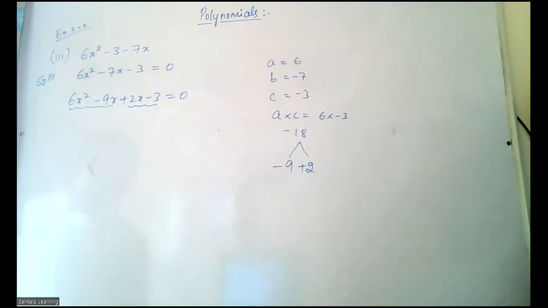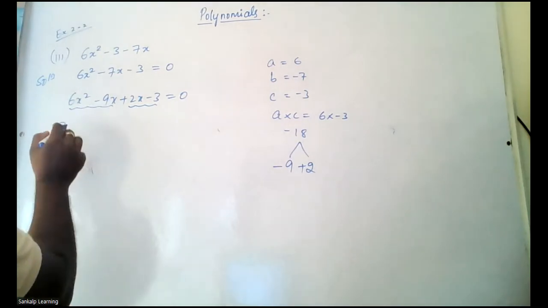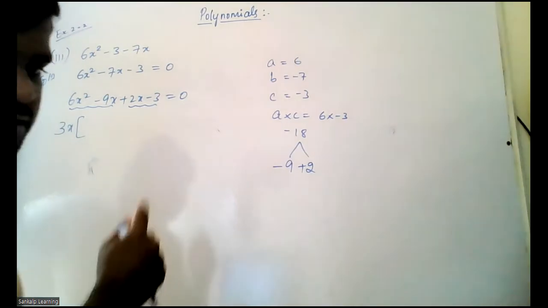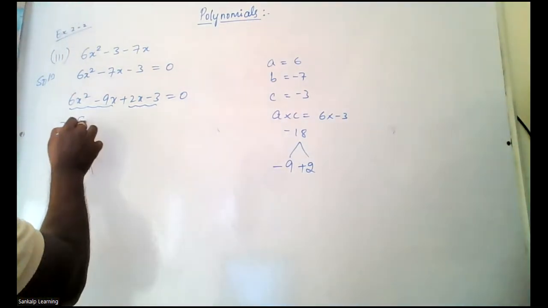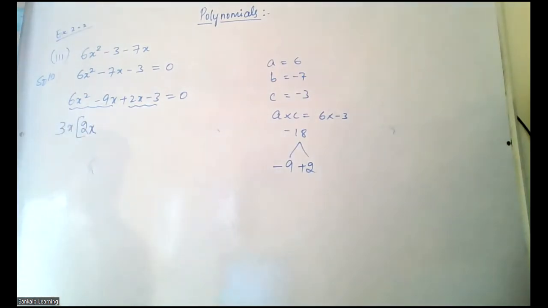Between these two things we have to take common. Between 6 and 9, which is the highest number that divides 6 and 9? It is 3. Between x square and x, it is x. So what should we write inside the bracket? 3 into what gives you 6? 3 2s, isn't it? X into what gives you x square? It is x. So multiply and check it.